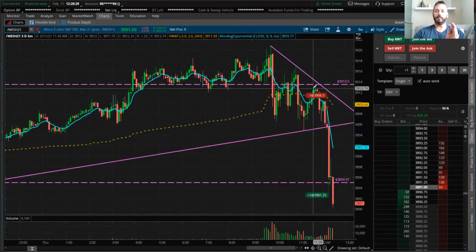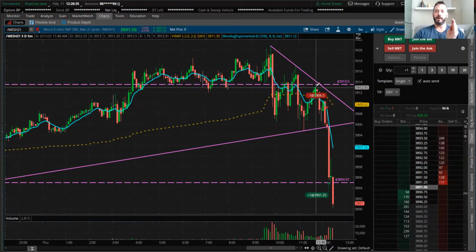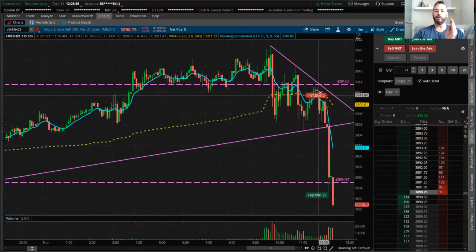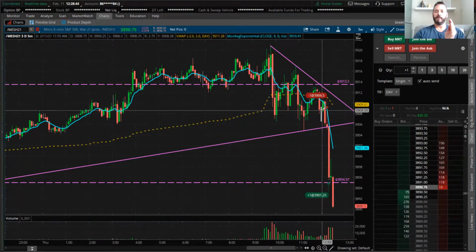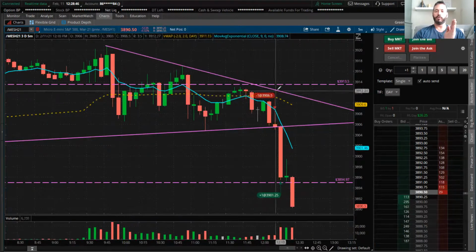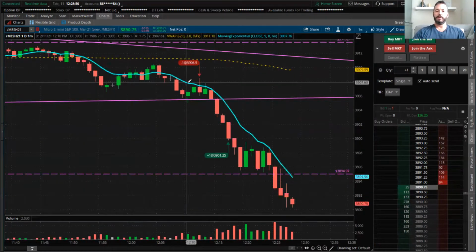We got the bounce off of it. We did not make new highs, and we did not break this top trend once we started coming back down. And intraday, we broke through the VWAP. Let's just bring this up. This is where I got in.